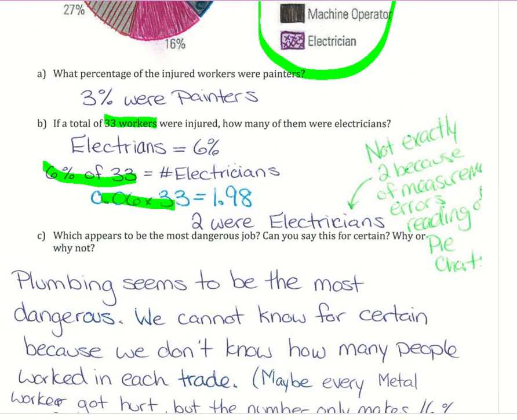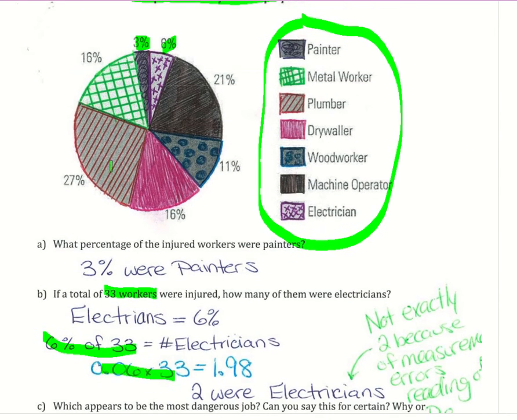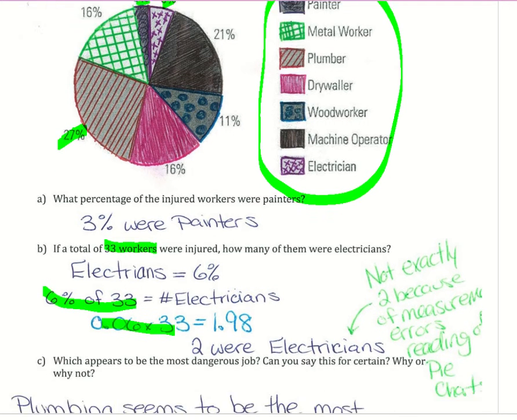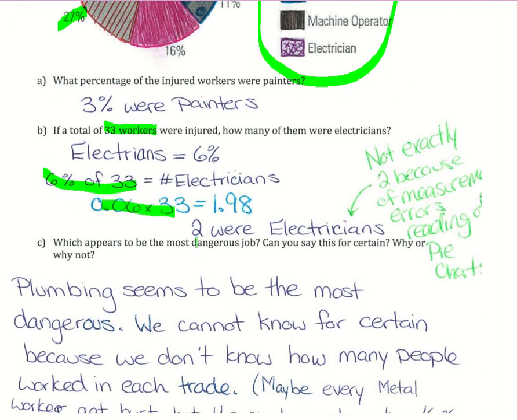Which appears to be the most dangerous job? Can you say this for certain? If you look at this, it definitely looks like plumbers at 27% would be your highest level. But what does danger mean?